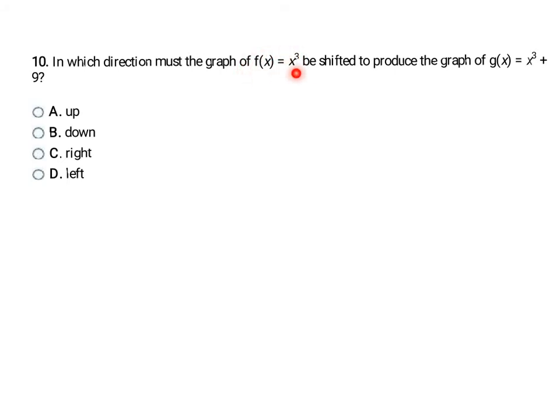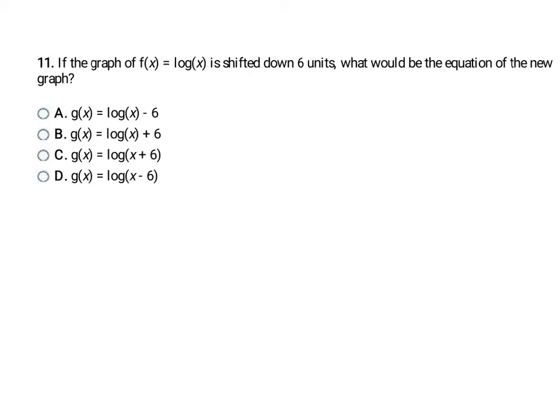This question here, we're starting with an x cubic function, and then we're adding on a +9. So it wants to know, when you add on a +9 with no parentheses, is that going to shift it up, down, right, or left? Well, outside of the parentheses is either up or down, and it's a plus, so that's going to be up.